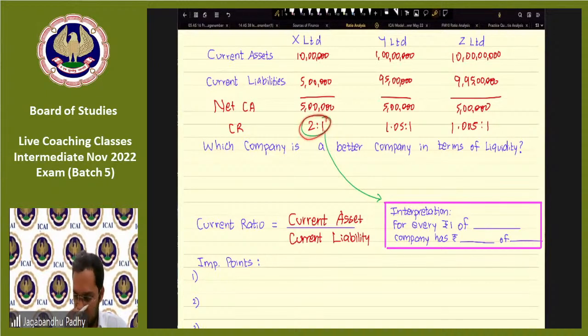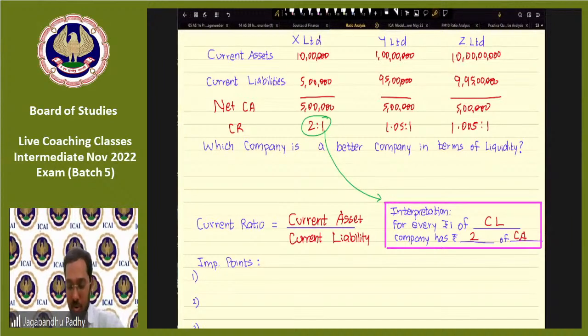This 2:1, what does that mean? For every 1 rupee of dash, company has dash rupee of dash. We can say for every 1 rupee of current liability, company has 2 rupees of current asset. Right? So when you say 2:1, it means for every 1 rupee of current liability, company has 2 rupees of current asset. So basically, current asset is double of current liability. Right? So that's a very simple way of calculating the current ratio.